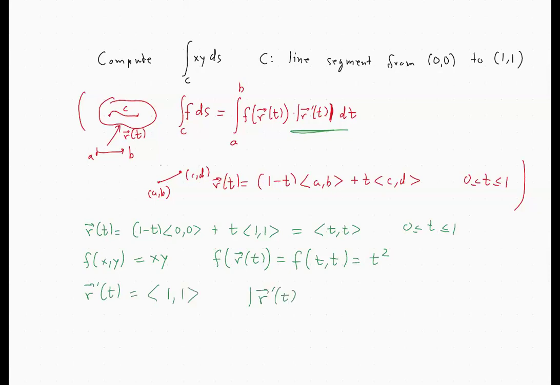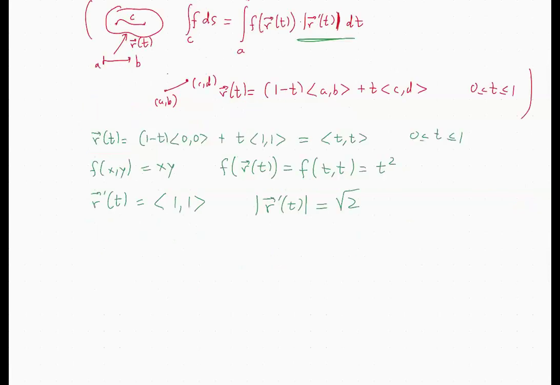So when we put everything together, we'll have the integral from 0 to 1 of t squared, which is f of r of t, times the speed, which is square root of 2, dt. So this will be t cubed over 3 times square root of 2 from 0 to 1, making this square root of 2 over 3 being the value of the scalar line integral.